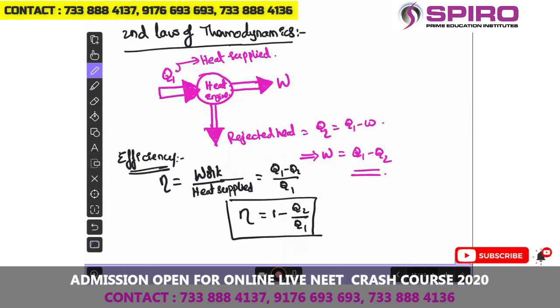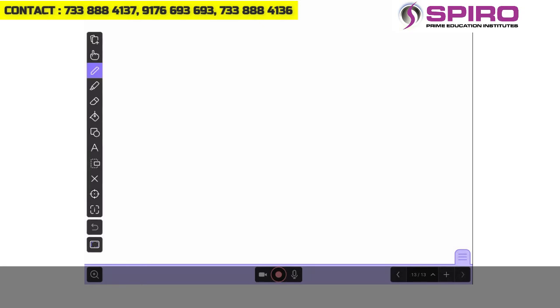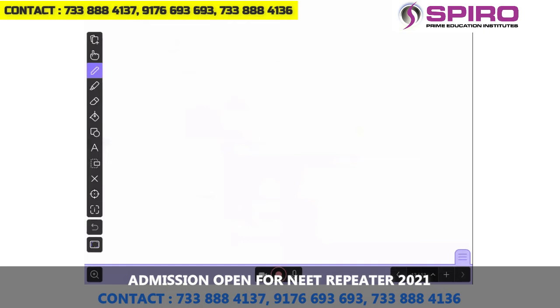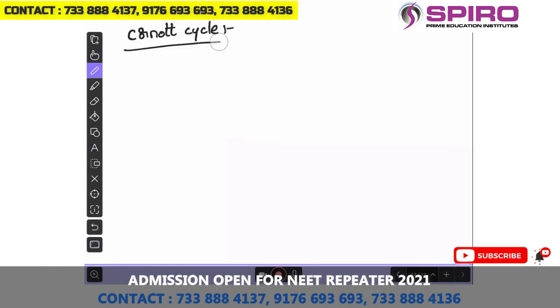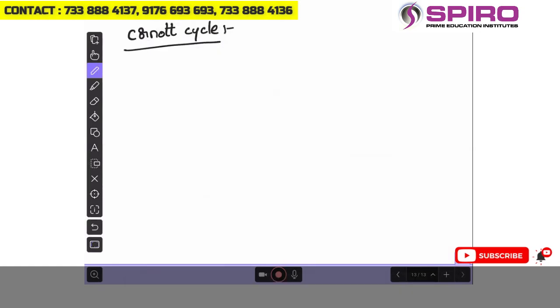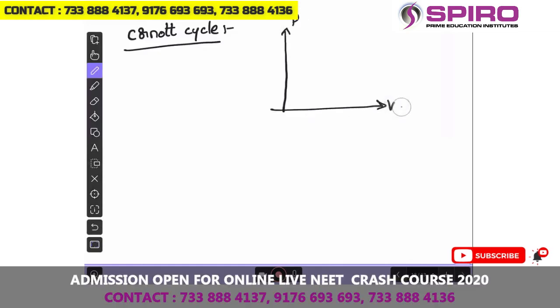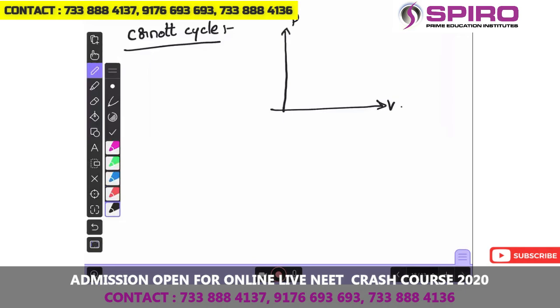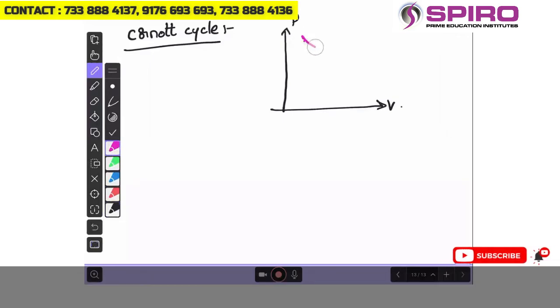In order to calculate this efficiency practically, a scientist called Carnot constructed a model cycle that is called the Carnot cycle. According to the Carnot cycle, he conducted a cyclic process following the pressure versus volume, and there are two isothermal processes and two adiabatic processes. The isothermal process was conducted like this.